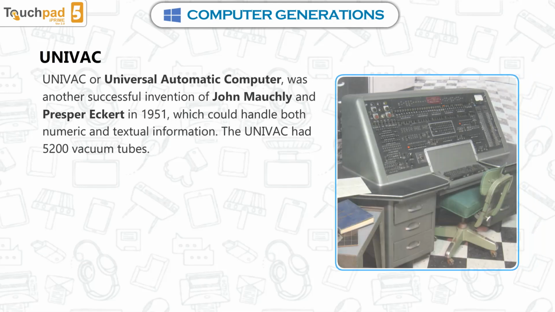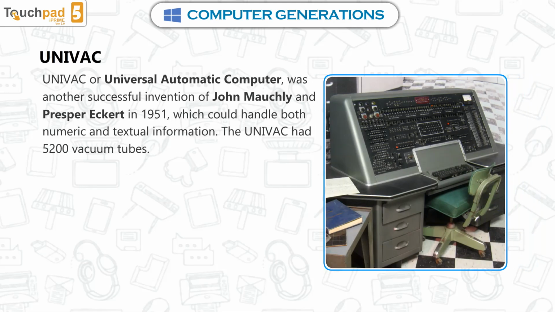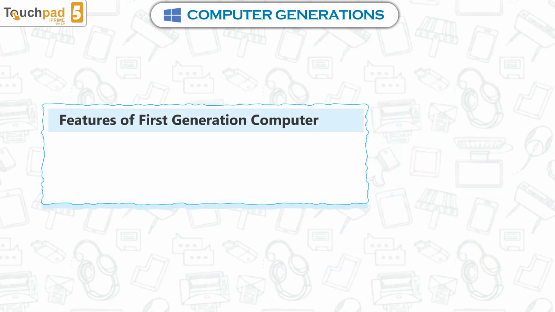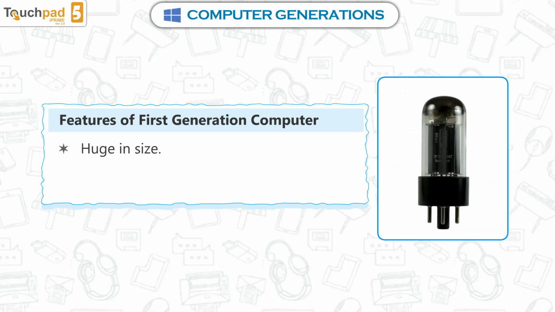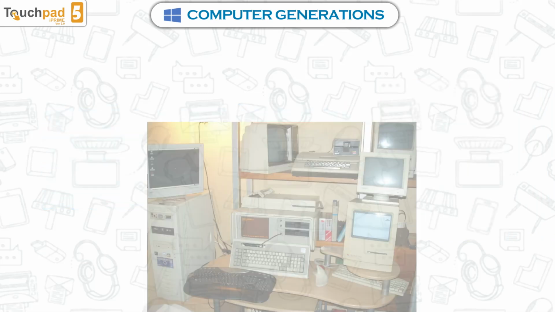UNIVAC, or Universal Automatic Computer, was another successful invention of John Mauchly and Presper Eckert in 1951, which could handle both numeric and textual information. The UNIVAC had 5,200 vacuum tubes. Features of first generation computer: huge in size, very expensive, made up of vacuum tubes.